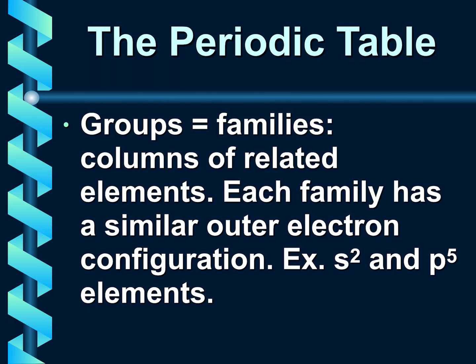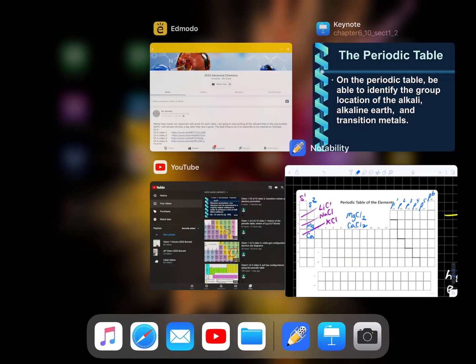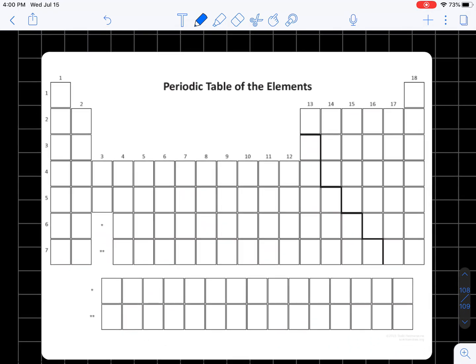Okay, so again, groups are families of elements. They're in the same column. They all have the same outermost electron configuration, so therefore they have the same type of chemistry. And the last thing you have to know for the periodic table in Chapter 6 is some of the groups have special family names, and so they will want you to identify those names, so we will do that. Now, some of the groups do not have special names. We'll deal with that also.